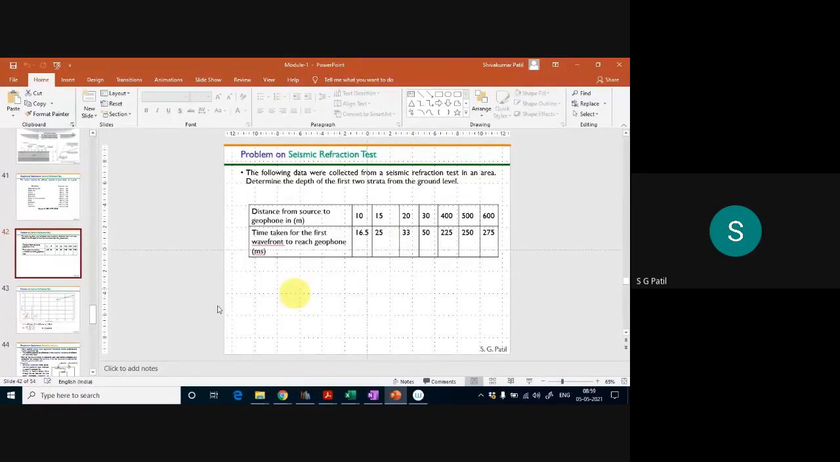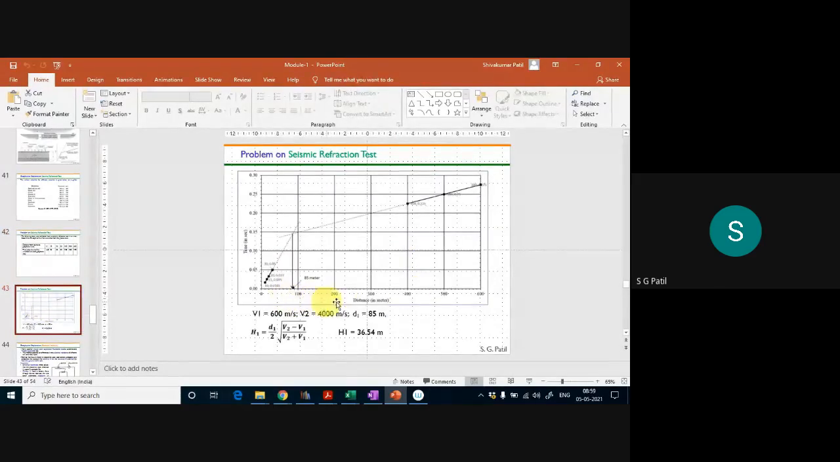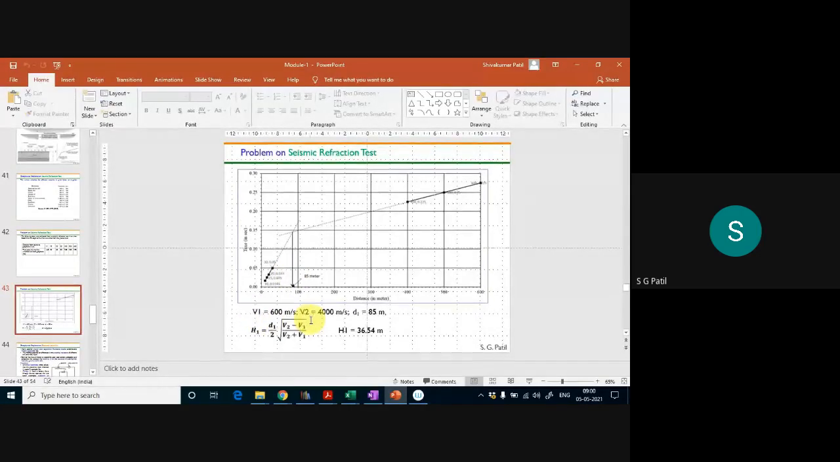What you have to do is plot a graph between distance versus time. Then take the first straight line slope and the second straight line slope. Where they meet, that will be my D1. You take the slope of this straight line and of this straight line and invert them. Then they become the velocity in the first layer and the velocity in the second layer.